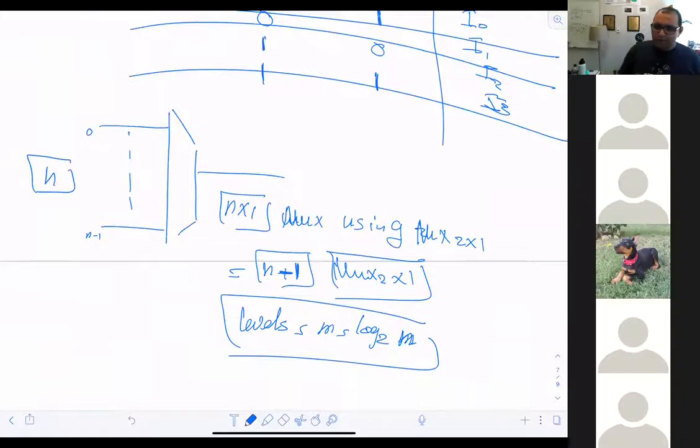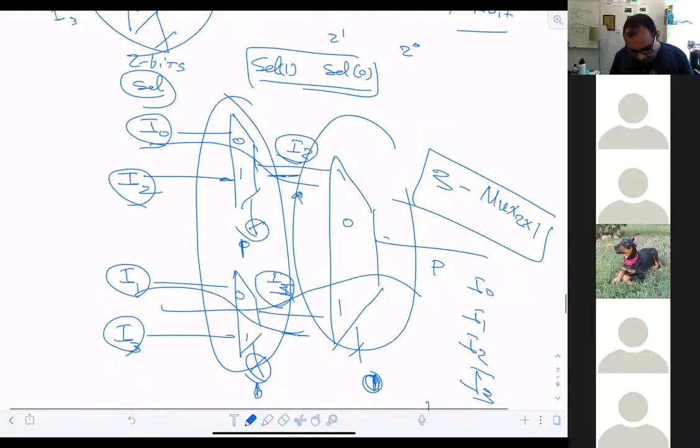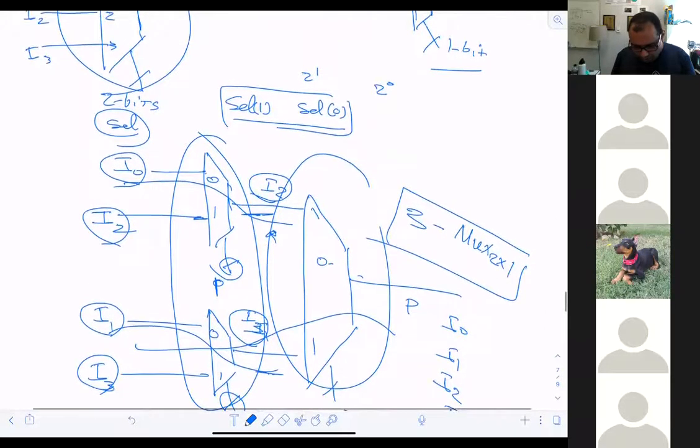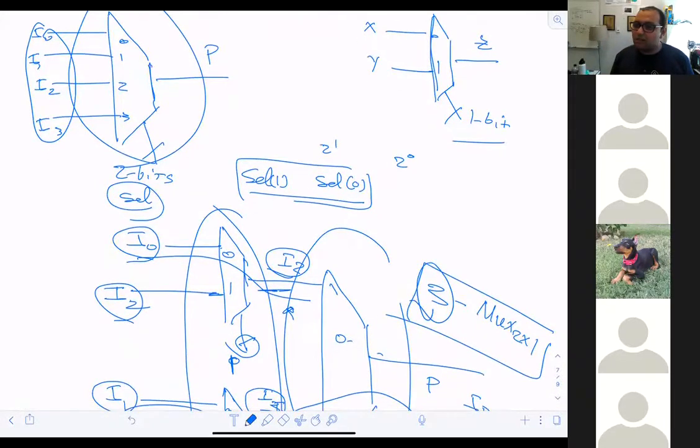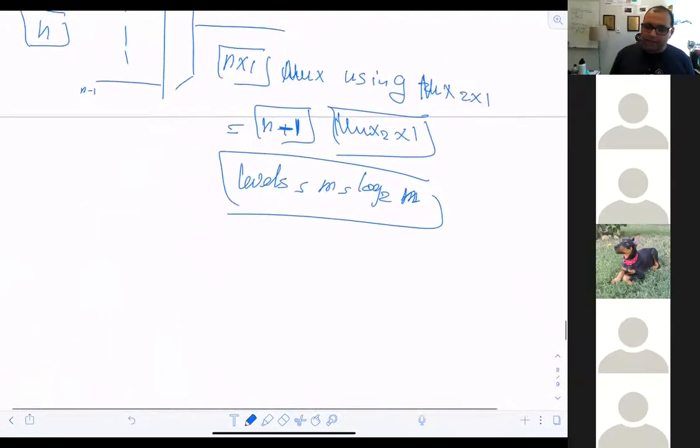Yeah. So if I have nx1, that means I have n inputs. I would like to use a 2x1 network. In that case, first of all, I need to define how many levels. The number of levels is the number of bits of the selector, so it's equivalent to m, and m was log 2 of n. And how many MUX? If you notice in the 4x1, I need 1, 2, 3. That's 4 inputs minus 1, which gives me 3, right? 3 MUX 2x1. Oh, okay. Any questions?